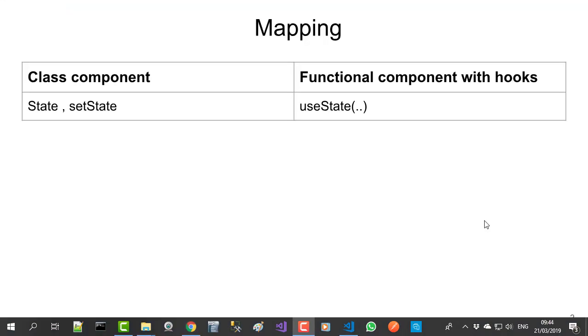It is important to notice that there is some kind of a mapping between the useState that we have used in functional component with hooks, and state and setState in class component. So you're probably familiar with class component and you know state and setState. So you now should know that the equivalence of it in hooks is useState, and for the other hooks that we will use, we will see what their equivalence is in class component.